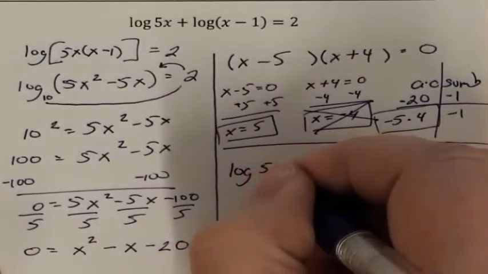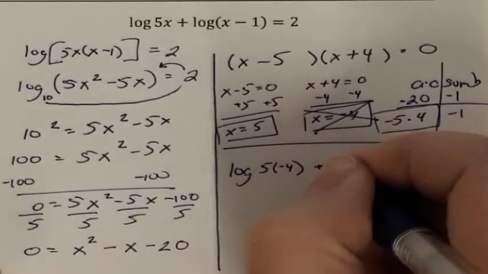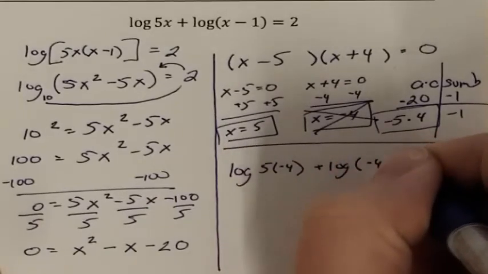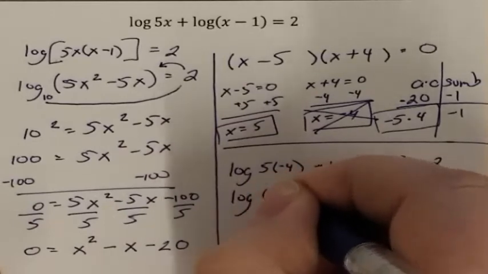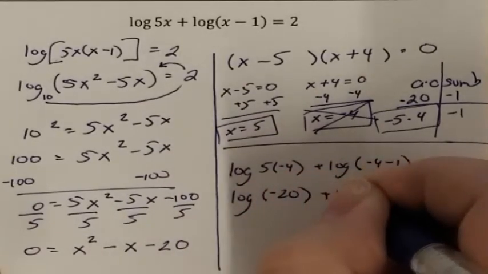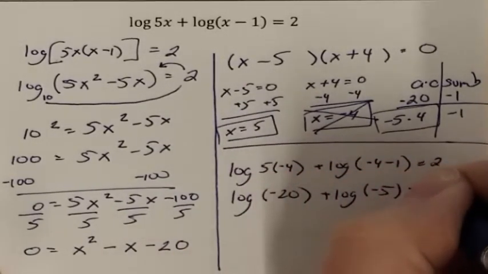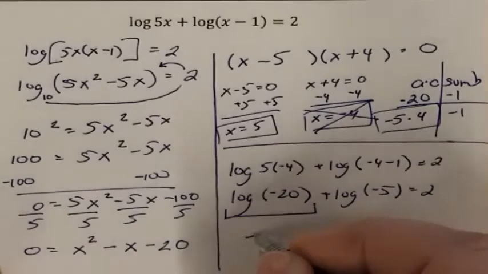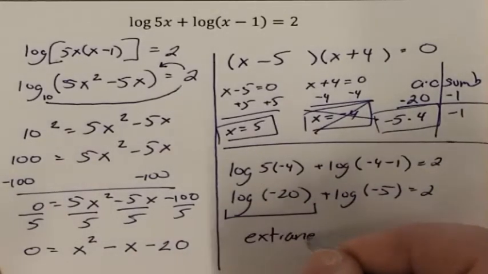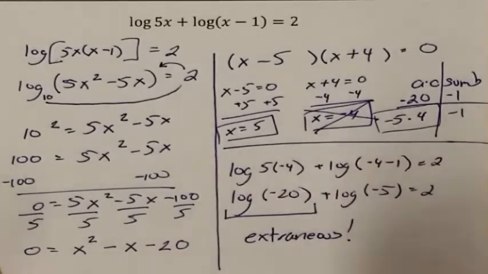Why is it not an answer? Because if you were to plug in negative 4 into these problems, I would have gotten log of negative 20, and I would have gotten log of negative 5. Your logs are not allowed to be of negatives or of zeros. So the minute you have a log that's of a negative or of a 0, it's an extraneous solution. So negative 4 cannot be an answer.